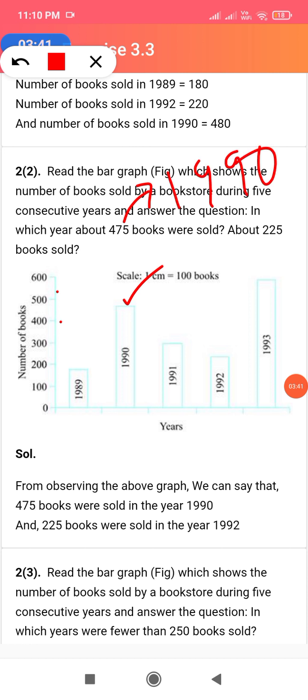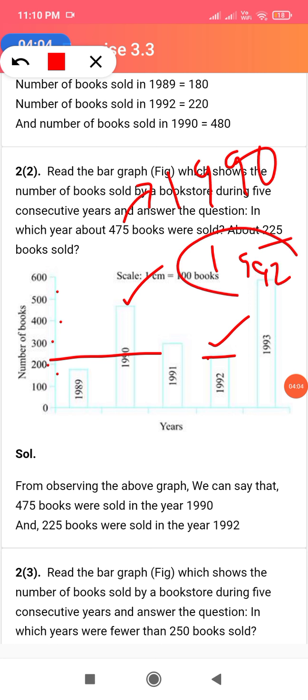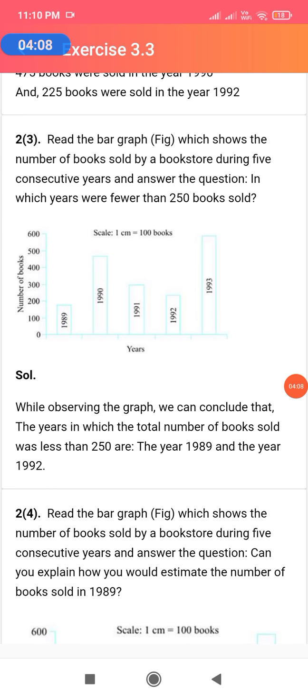Fine. And then 225 books. This is above 250, that will not work. For 225 books, this is 200 to 300, it should be 225. This is 200, 1992. So in 1992 we have 225 books that were sold. Next.